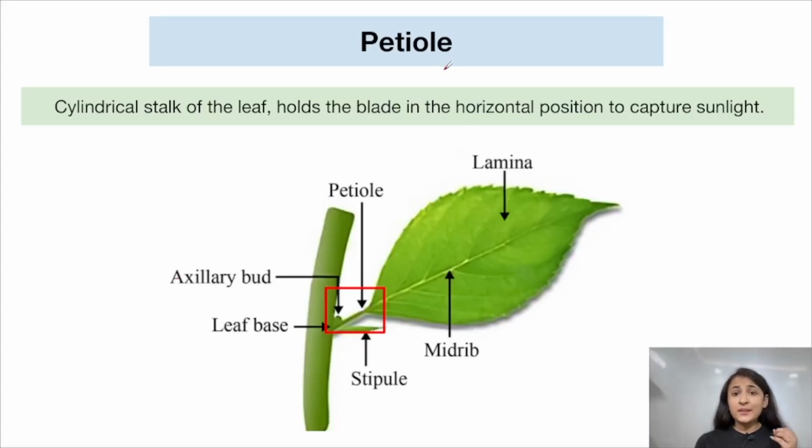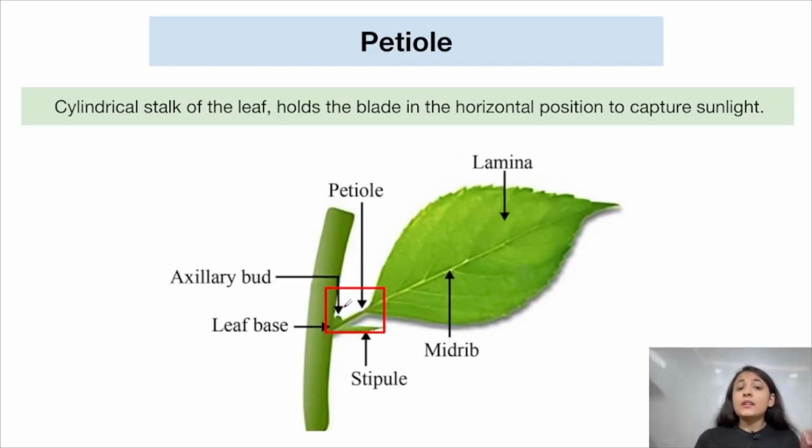Now let's consider the petiole first. See, this structure right here is the petiole. It is the cylindrical stalk of the leaf. It is cylindrical, not flat. It is cylindrical in appearance. This cylindrical stalk of the leaf, what is its function? It holds the blade of the leaf. See, this is the blade of the leaf, right? This lamina part can also be called the blade of the leaf.